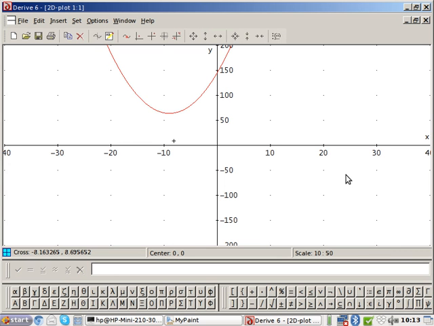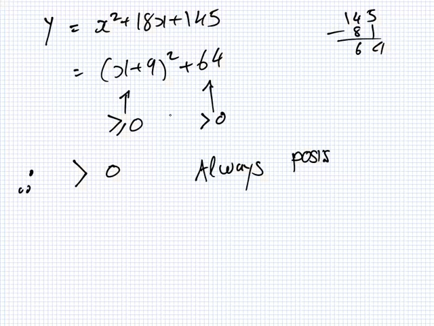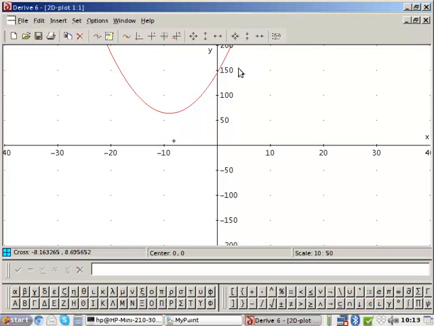Yeah, it doesn't come close to the x-axis, and crosses the y-axis at 150. Minimum at minus 9. Actually, I can see the minimum here: minus 964 is the minimum here. I hope your graphs were close to this at least.